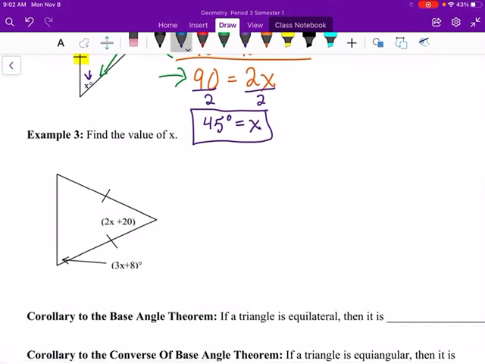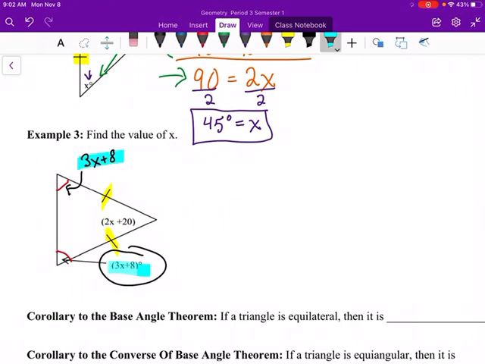Our next example, we have another isosceles triangle, and we are asked to find the value of X. Because this is an isosceles triangle, we know these two base angles are going to be congruent as well. Because this bottom one is 3x plus 8, that means this angle over here is also going to be 3x plus 8. So take a minute, pause the video, try to set up an equation for this and solve for X. Once you have your answer, press play to see if you got it correct.